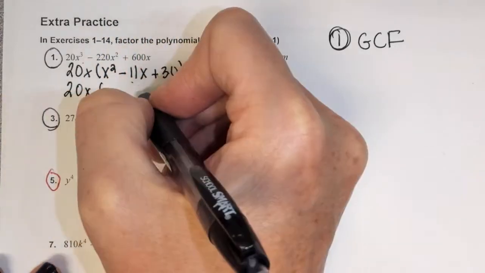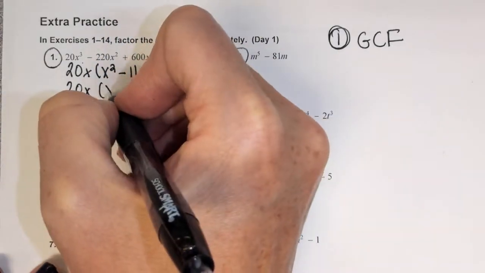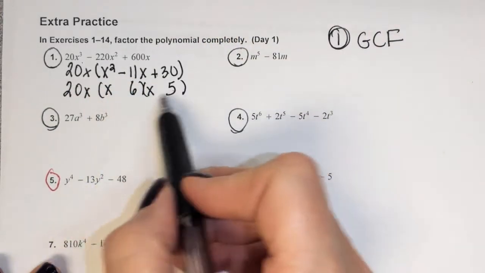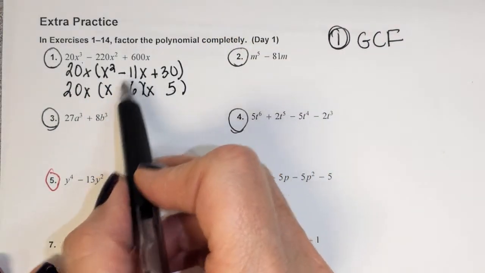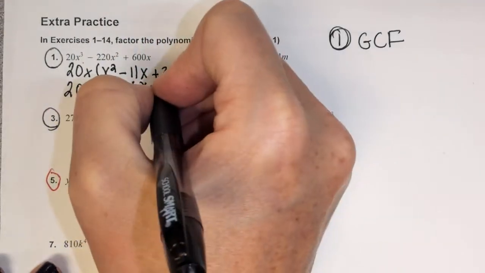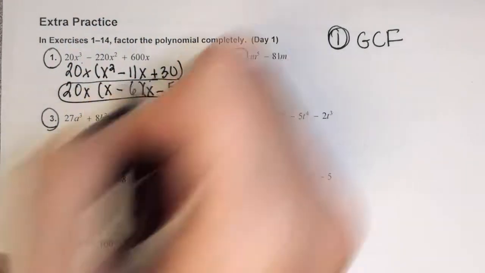Remember, we want to factor completely. So I do x and x, 6 and 5 is what you told me. I want the outers and the inners to give me a negative 11x, so what do I need the signs to be? Both are subtraction. There we go. Easy enough.